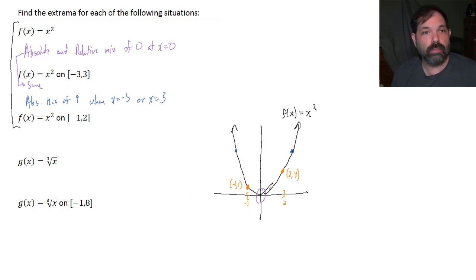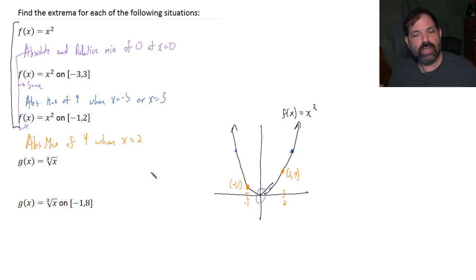All right, what about our minimums? They wouldn't change. I'd still have that absolute and relative minimum. But now I would have an absolute maximum of 4 when x equals 2. And when x equals -1, we get the point -1, 1, but that doesn't give us anything new. So what we see here is by changing the interval over which we look at the function, we might change some of the absolute extrema for the function.